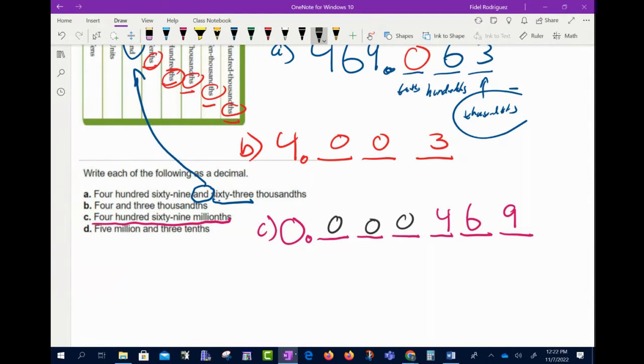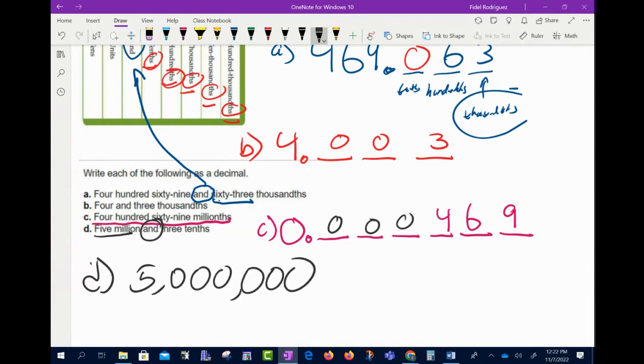Okay. And then finally, y'all, part D. Part D here says 5 million and, okay, look, there's the "and." So let me write 5 million. So 5 million is going to go like this. Boom, there's 5 million, right? And 3 tenths. Remember, the first number is the tenths position. So the 3 is going to go right there, okay?